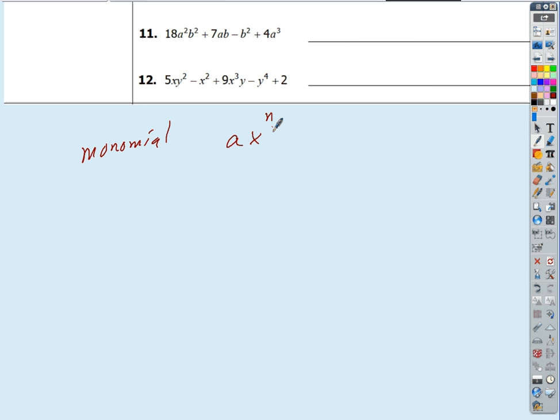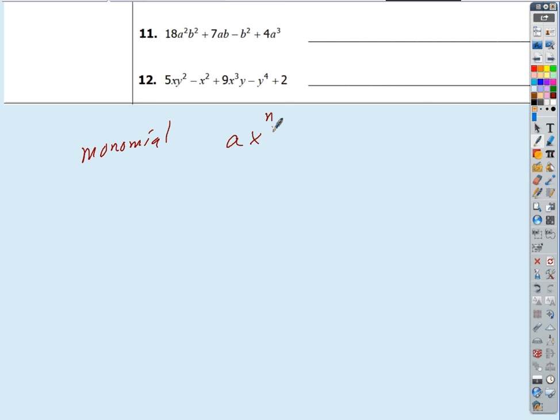Anybody know? Well, you could even have multiple variables. We're not going to deal with that. We're going to deal with polynomials of a single variable, because almost always we do. But what about the exponent? What kinds of numbers could the exponent be? That's what I'm asking.